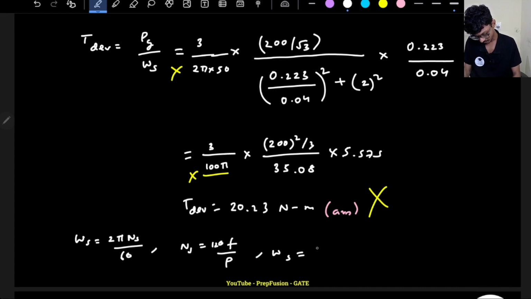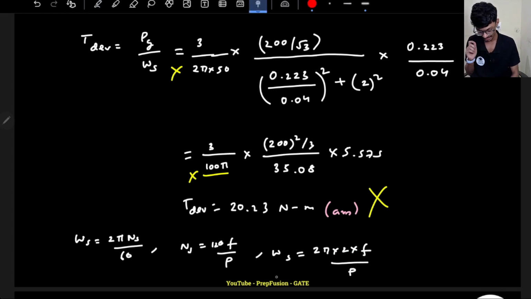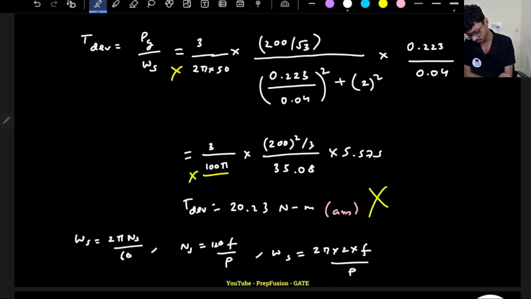So it is basically 2 pi into 2 into f divided by P. That is what my omega s is equal to. So there I was making a mistake. Another 2 by P factor will come, that's it. An extra 2 by P factor will come. So this will be changed. I will change this.